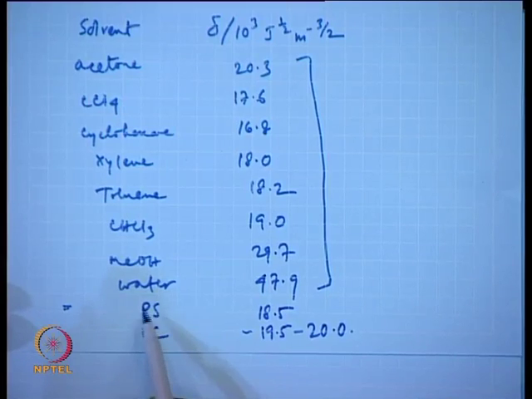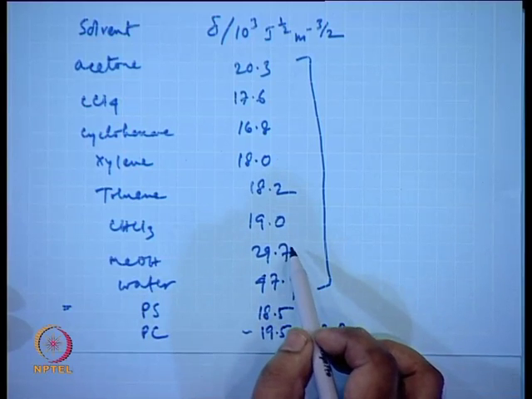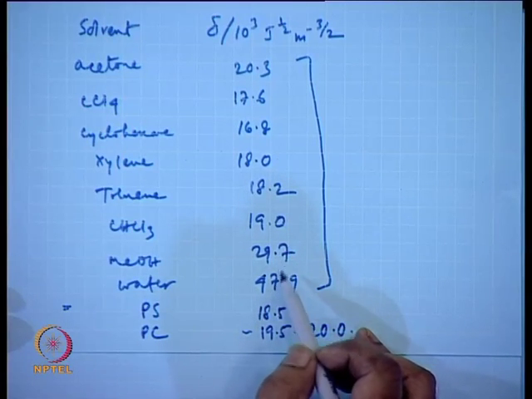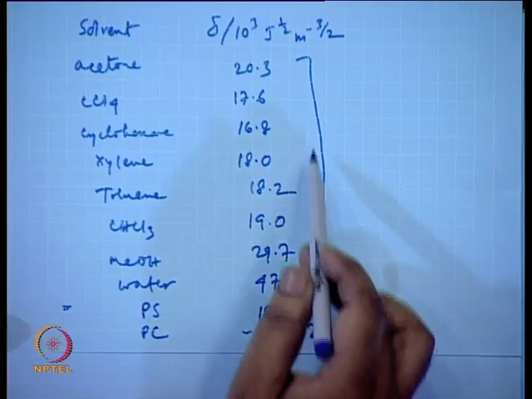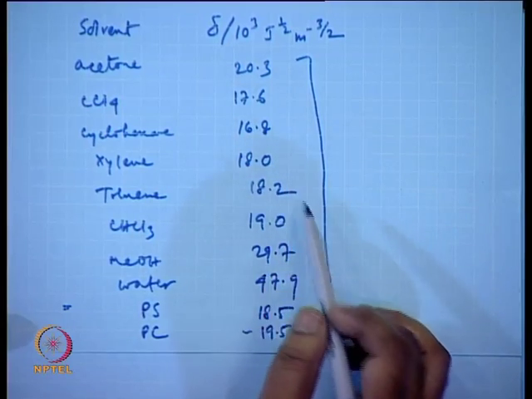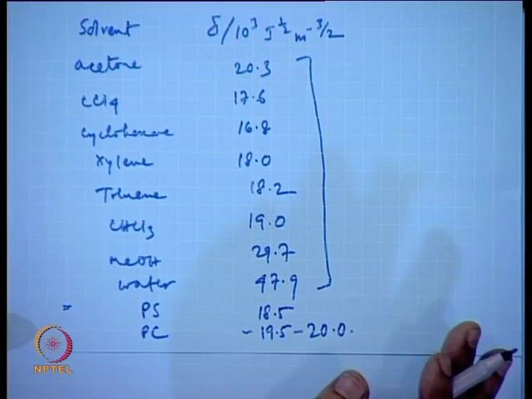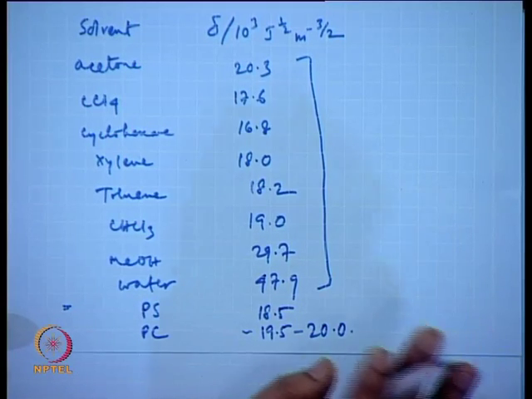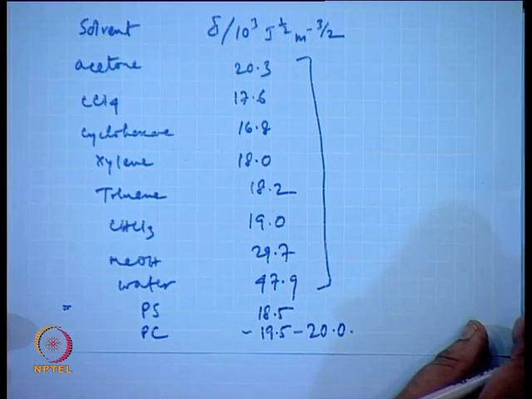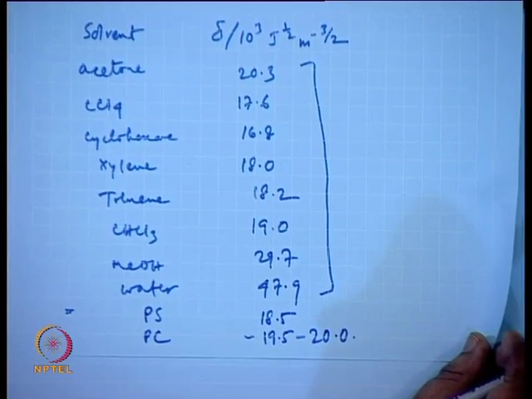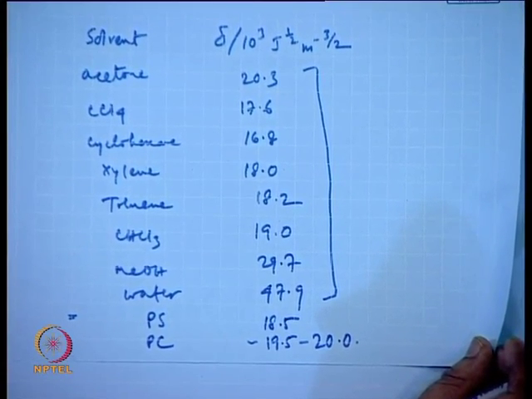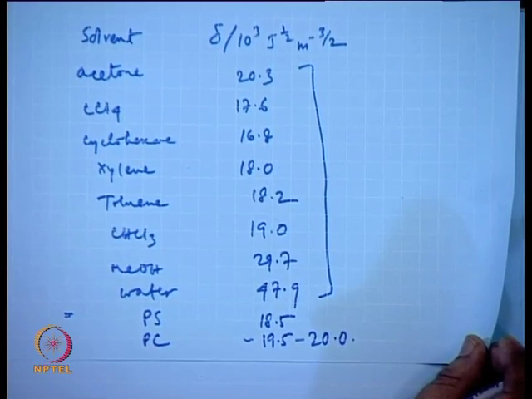If you look at the value for polystyrene, obviously polystyrene will not be soluble in water and methanol, but it is soluble in most of these other solvents. So, it does not give you the exact solubility behavior, but it gives you a guideline and helps you understand and predict the solubility of a polymer in a solvent.